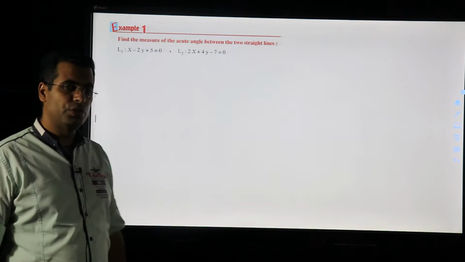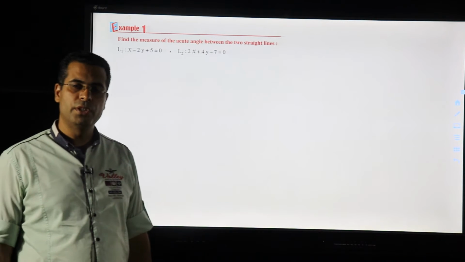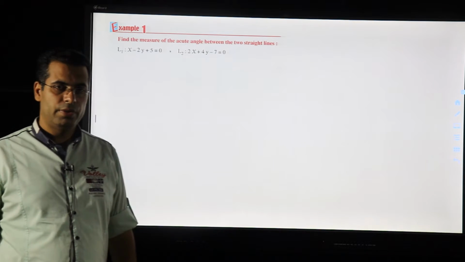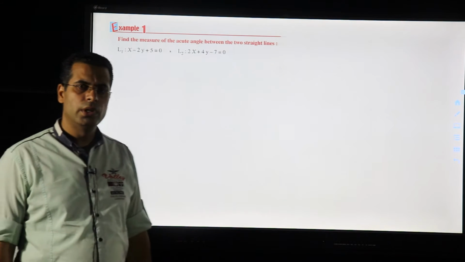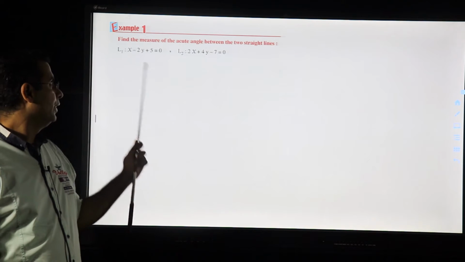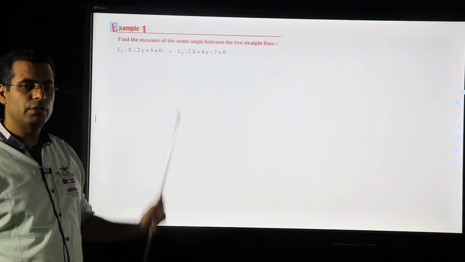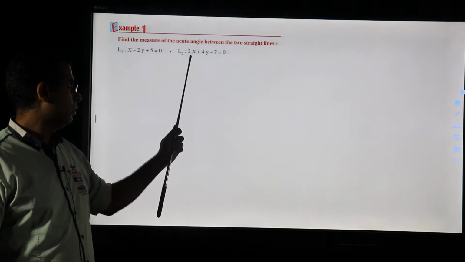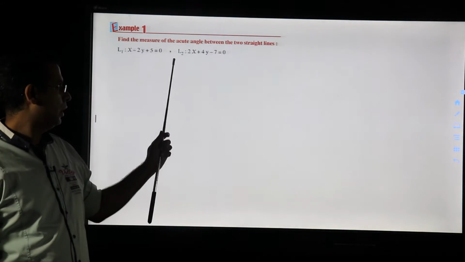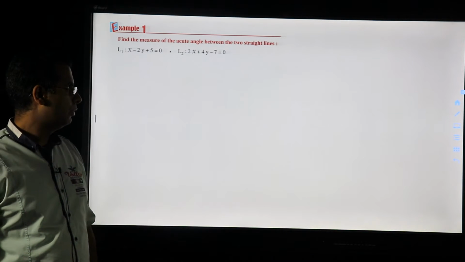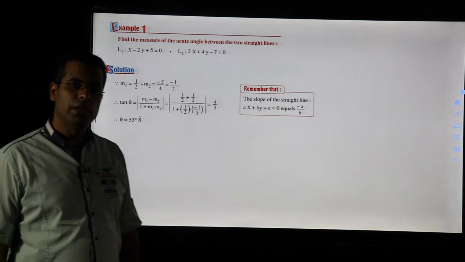Example: we have two straight lines, L1 and L2, and we want to find the measure of the angle between them. First, we must find the slope of L1 and the slope of L2. Here, the slope of L1 is negative coefficient of x over coefficient of y, which is negative 1 over negative 2, equals half. The slope of L2, M2, is negative coefficient of x over coefficient of y, which is negative 2 over 4. Therefore, M1 equals half, M2 equals negative half.